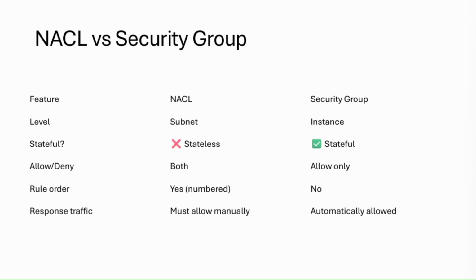Fourth, rule order. NACL uses numbered rules. It checks in order 1, 2, 3. Security Group does not use numbers. It does not care about order. Fifth, response traffic. With NACL, you must manually allow response traffic. With Security Group, response traffic is automatically allowed because it is stateful. So, NACL is more powerful but more complicated. Security Group is simpler but less flexible. Use NACL for big, coarse grain control. Use Security Group for the fine grain control of individual servers.